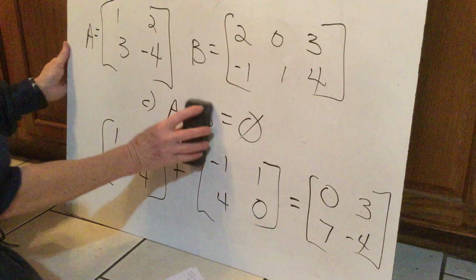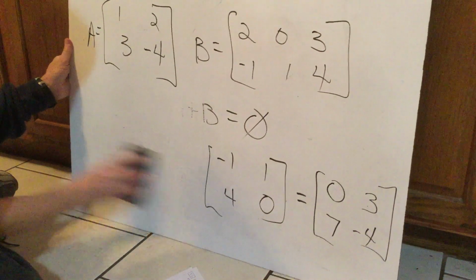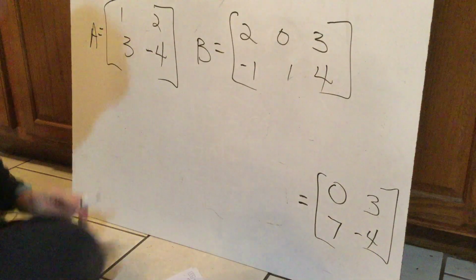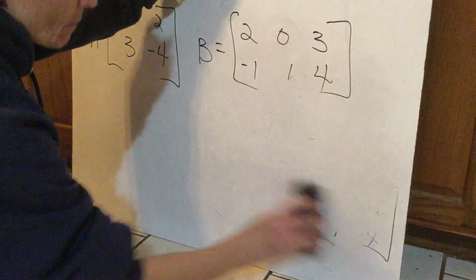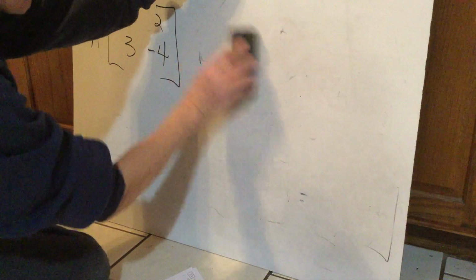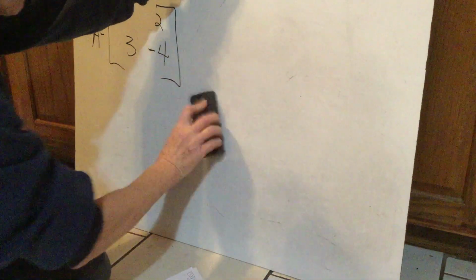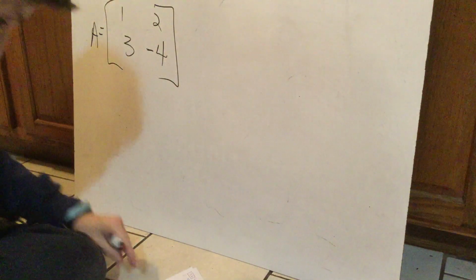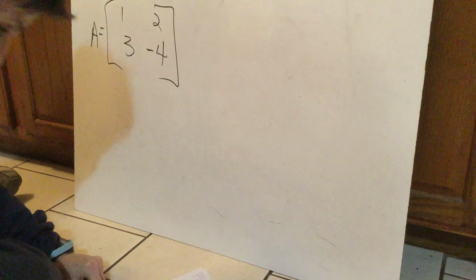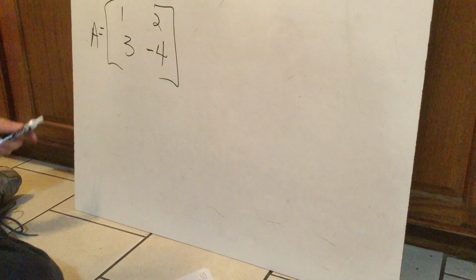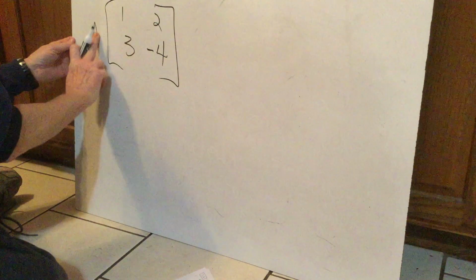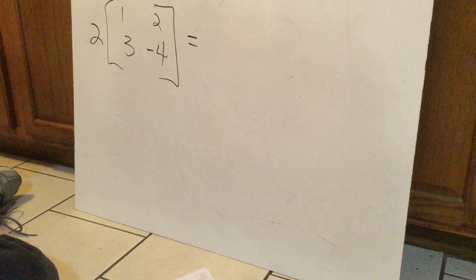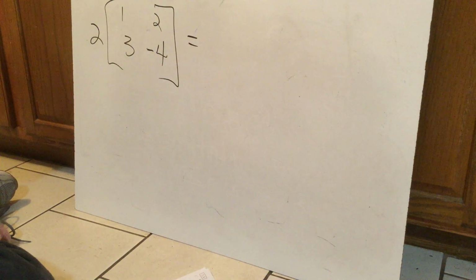Now, we already talked about the next problem. The next one, what is it? The next one is E. We're ready for E now. And E says, take 2 times A. Well, this is A, so I'm going to take 2 times it. This is problem E, 2 times it.